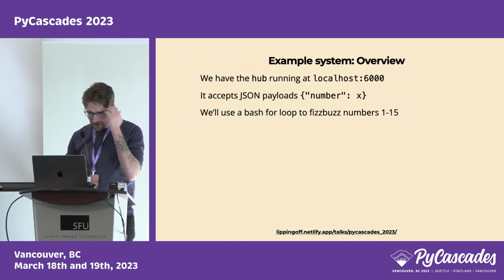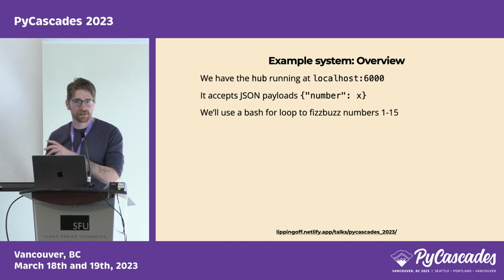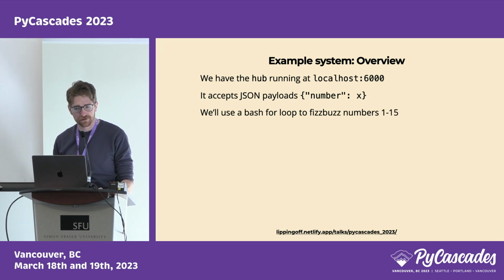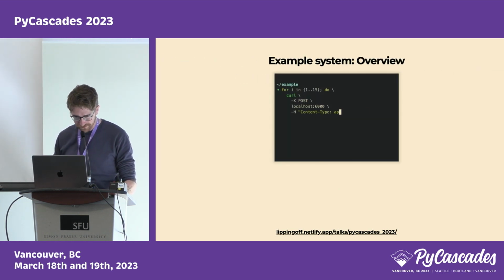And I'm going to show a quick demo, but I just want to explain what the demo is doing. So I'm going to show a bash for loop to FizzBuzz the numbers 1 through 15. We're going to send that to localhost 6000 where the hub service is exposed, and we're going to encode the number in a JSON payload where the key is just number. All right, and here's the demo.